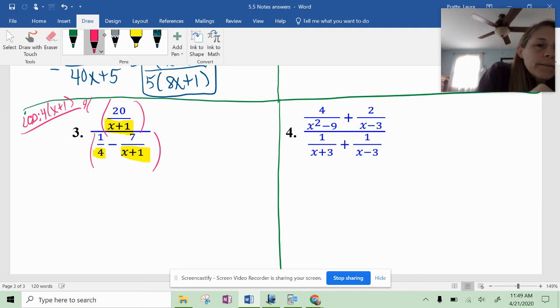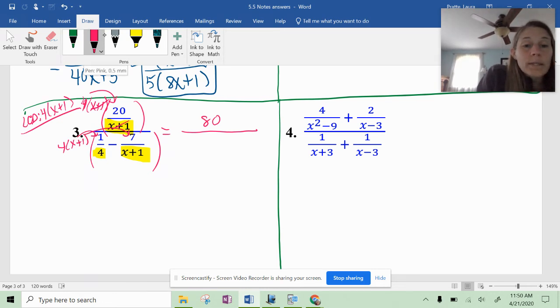So I'm going to multiply 4 times x plus 1. So when I do it on the top here, the x plus 1's cancel, and 4 times 20 is 80. When I do 4 times x plus 1 to my bottom here, on the first fraction, the 4's cancel, so I'm left with x plus 1. And on the second fraction, the x plus 1's cancel, and I'm left with minus 28. So then that just works out to be 80 over x minus 27.